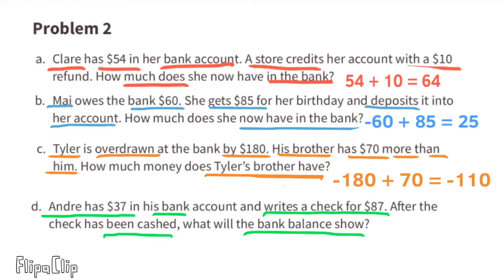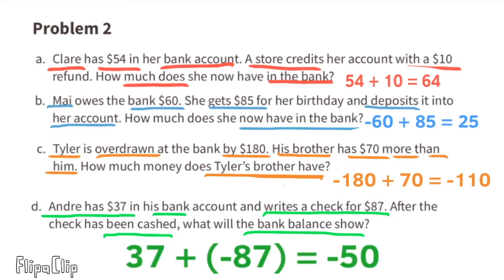We can represent Andre's situation with 37 plus a negative 87, and that equals negative 50. So if he only had $37 in his bank account and he wrote a check for $87, he would have a negative $50 balance. That means that he would owe the bank $50, not to mention the overdraft charges that they would charge him to put him further in debt.